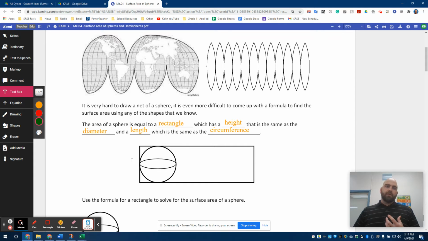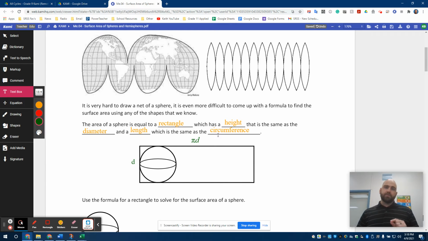Now, the height of the rectangle is going to be the same as our diameter. Okay, so we can do d there for diameter, and our circumference is the length, and so circumference we write as pi times diameter. So that would be a representation of the length of one side of the rectangle and the height of the rectangle. If we know the length and width, or the height and base, or whatever of our rectangle, we can find the area using one of our formulas.